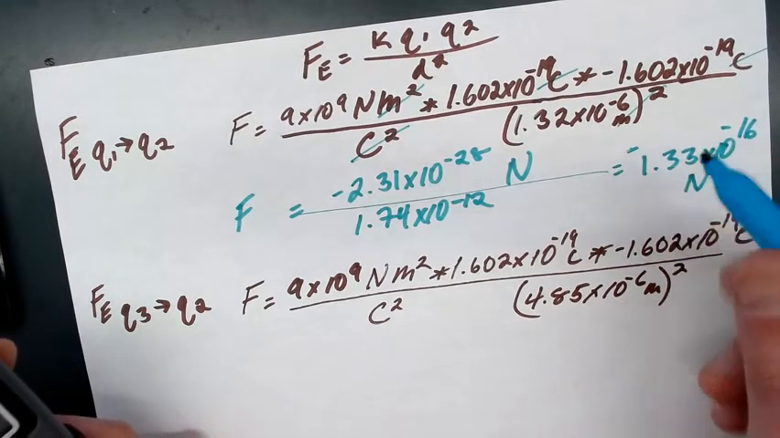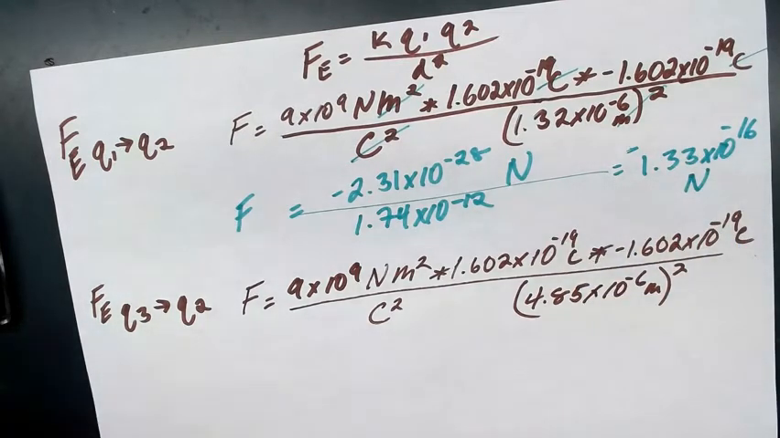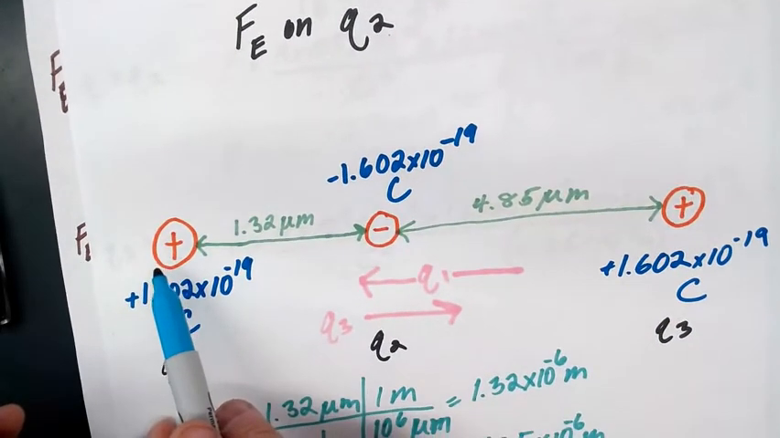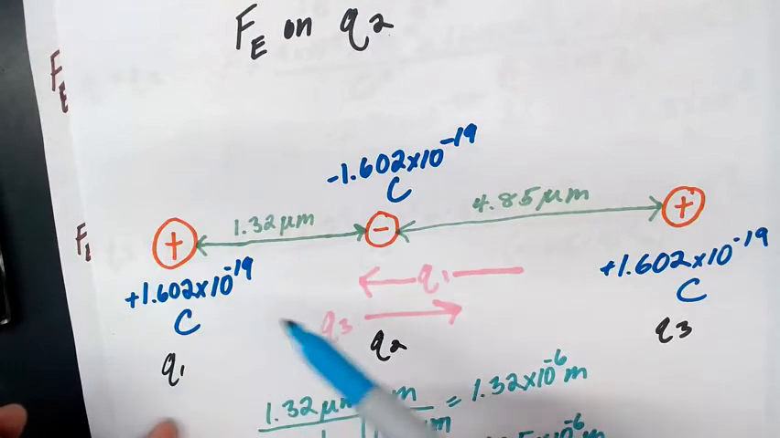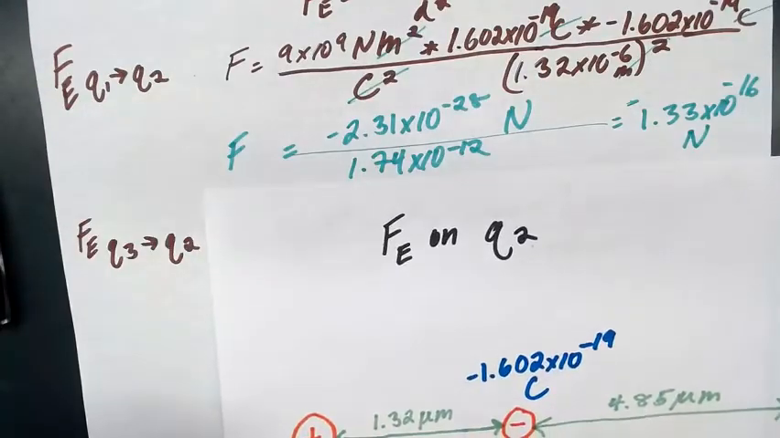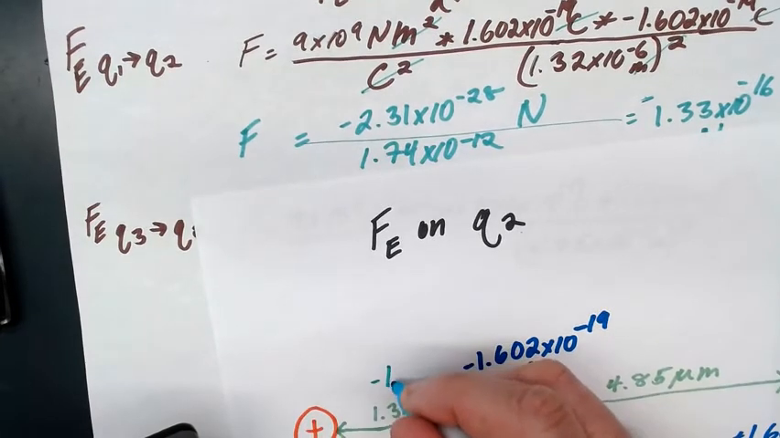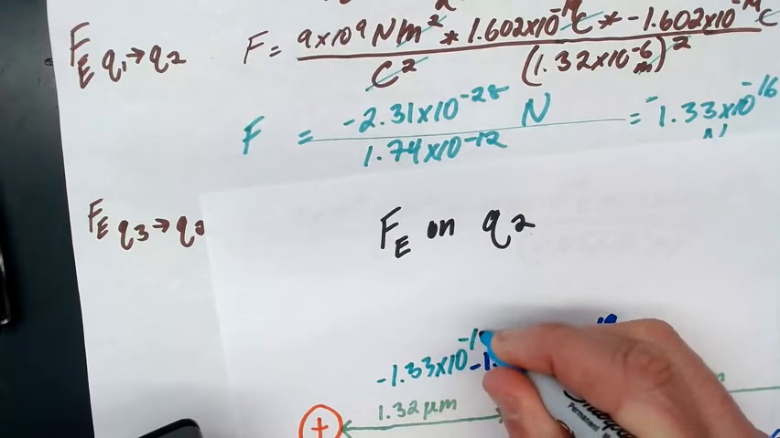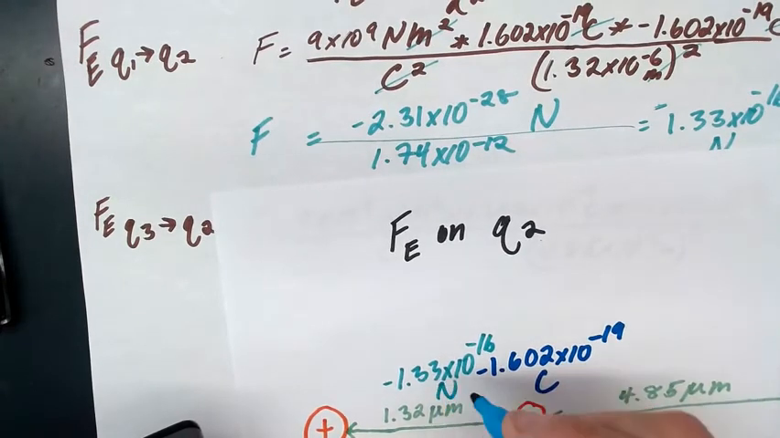So this is going to be a negative number because I know it's going to be drawn towards this one charge over here, which we're calling Q1. So it's going that way with a force. And I will write it as negative 1.33 times 10 to the negative 16 newtons.